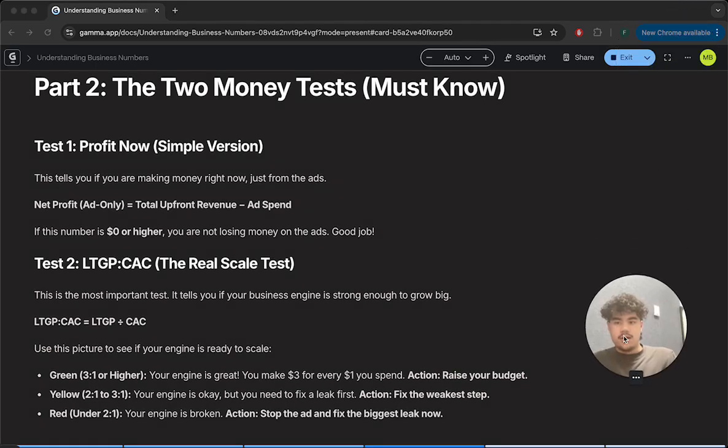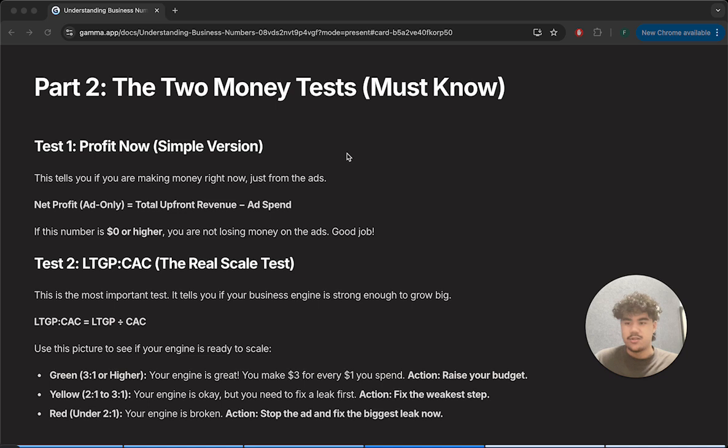So the two money tests, which you must know. Test one is the profit now, which is a simple version. This tells you if you're making money right now just from the ads. Net profit, ad only, equals total upfront revenue minus ad spend, right? If this number is 0 or higher, then you're not losing money in the ads. Good job.